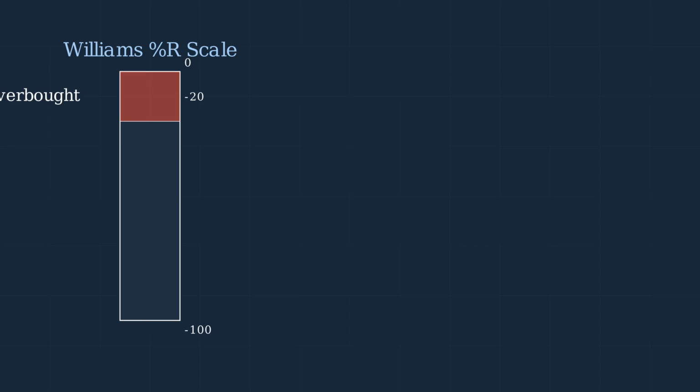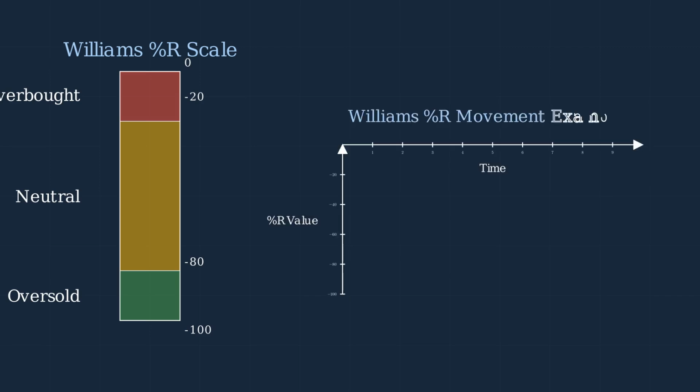When the indicator reads between 0 and minus 20, it suggests the market is overbought, potentially signaling a selling opportunity. The middle range between minus 20 and minus 80 is generally considered neutral territory for the indicator. When the indicator reads between negative 80 and negative 100, it suggests the market is oversold, potentially signaling a buying opportunity. Let's look at how the Williams %R indicator moves through these zones on a chart.